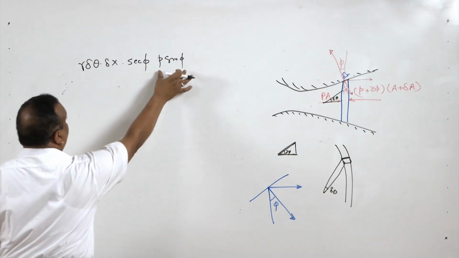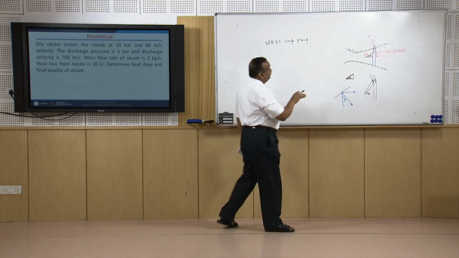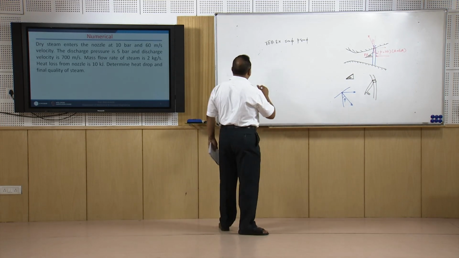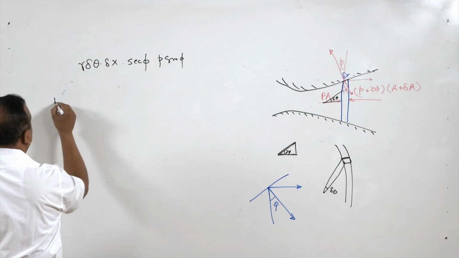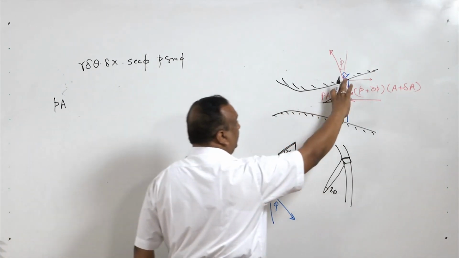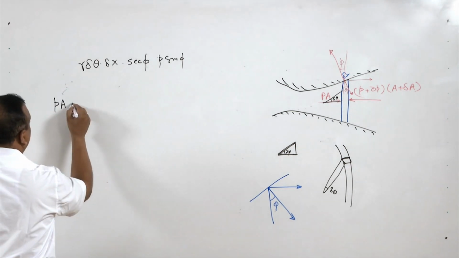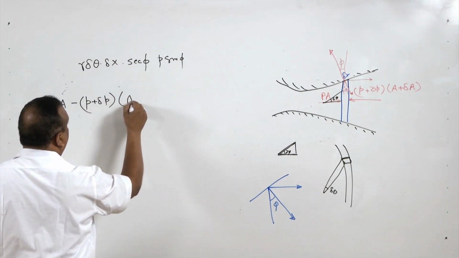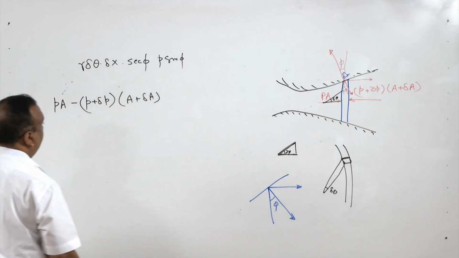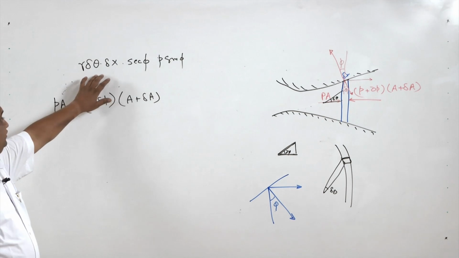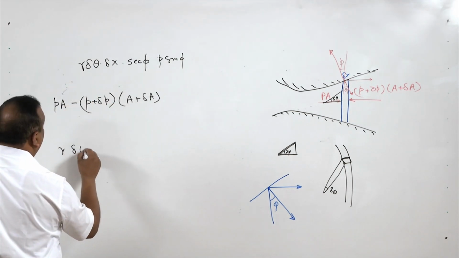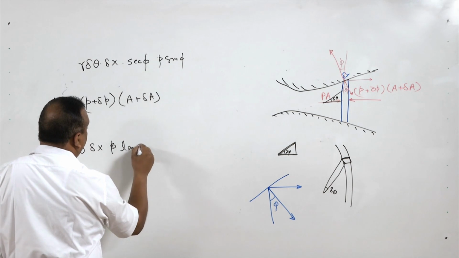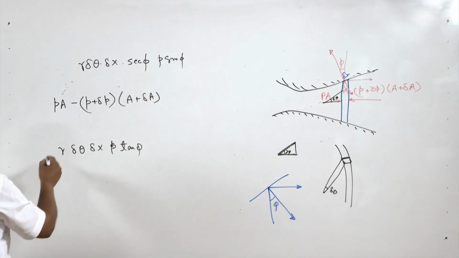This is area and this is P sin phi. So this will give you the net force working in this direction in this passage due to pressure. Now the net force is PA, this pressure into area, minus (P plus delta P) into (A plus delta A), plus this force. Now this force is R delta theta delta x sec phi, and sin phi is tan phi, P tan phi.